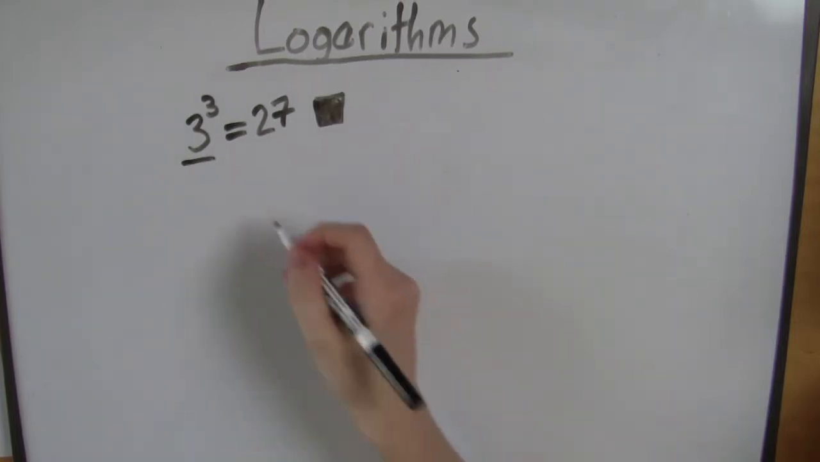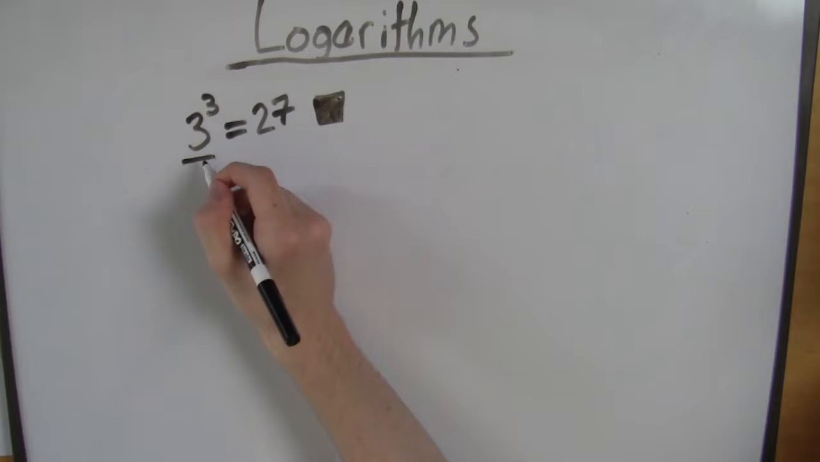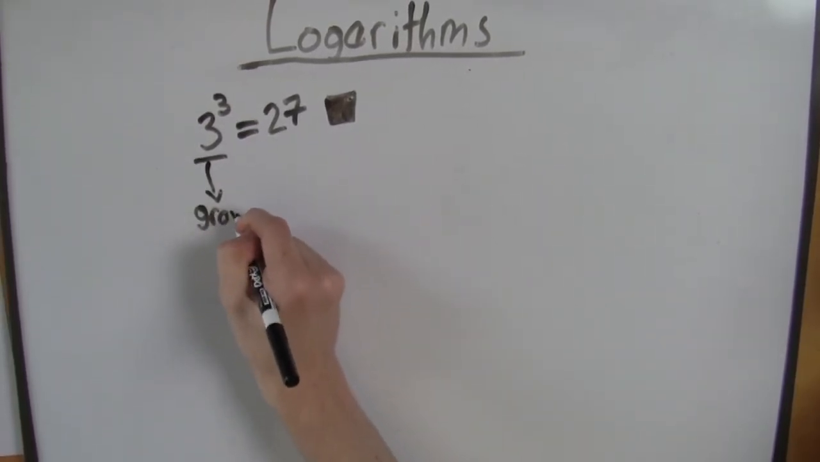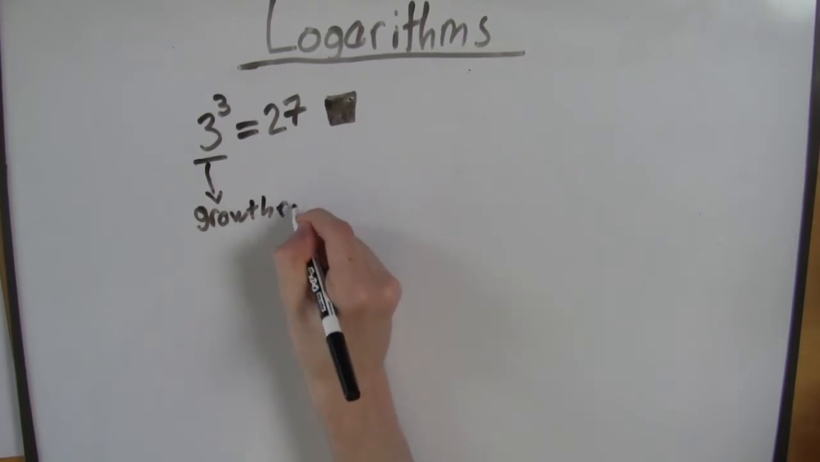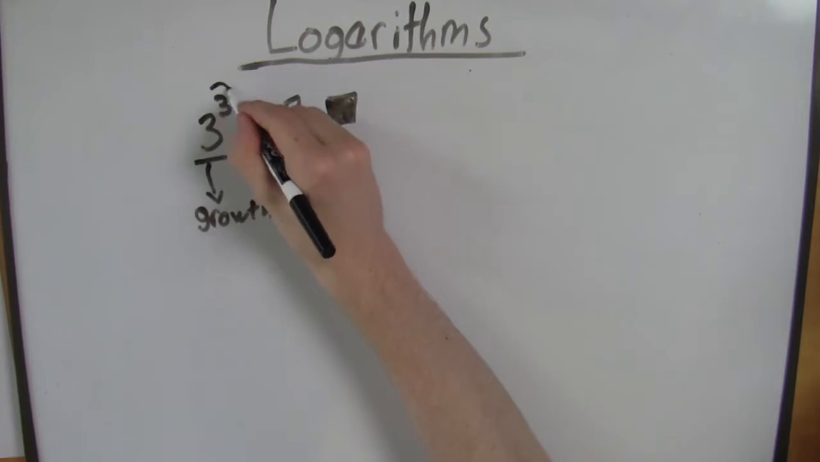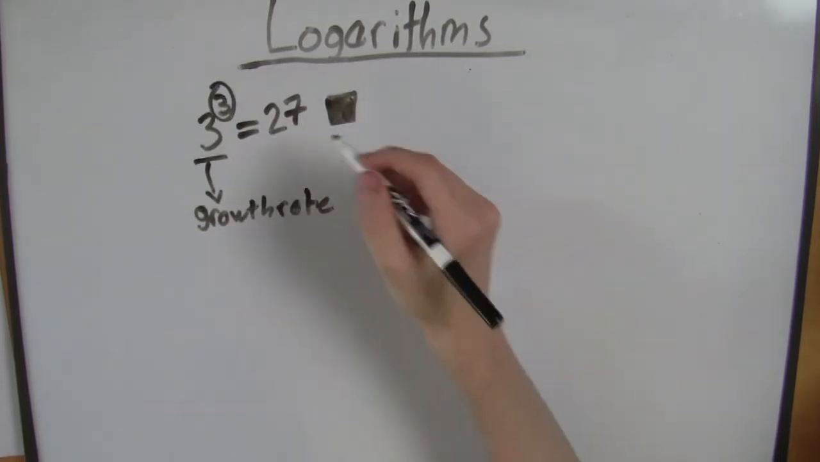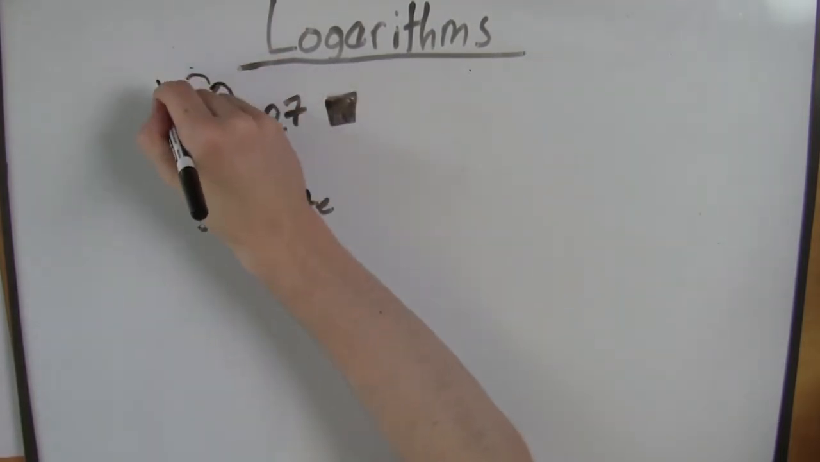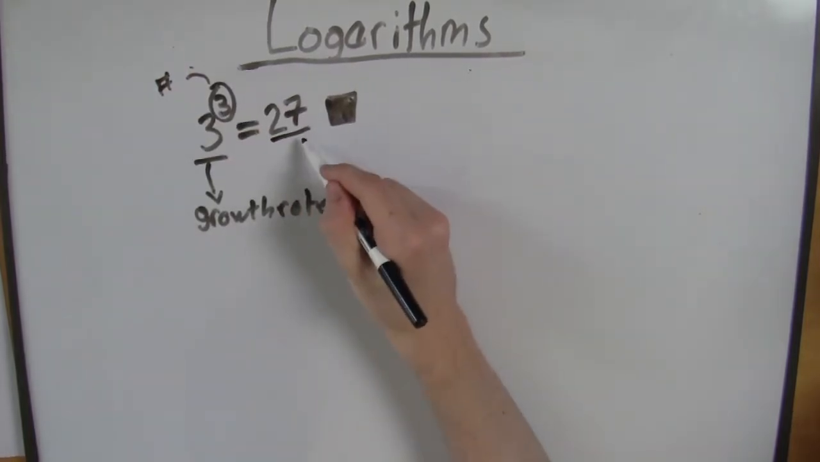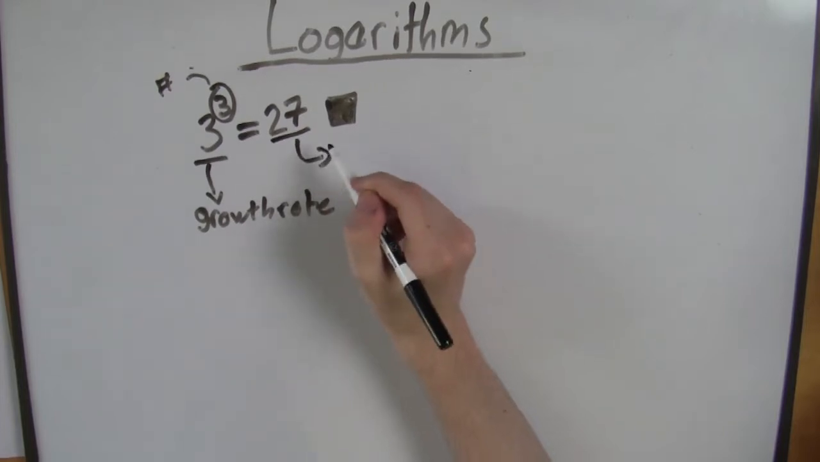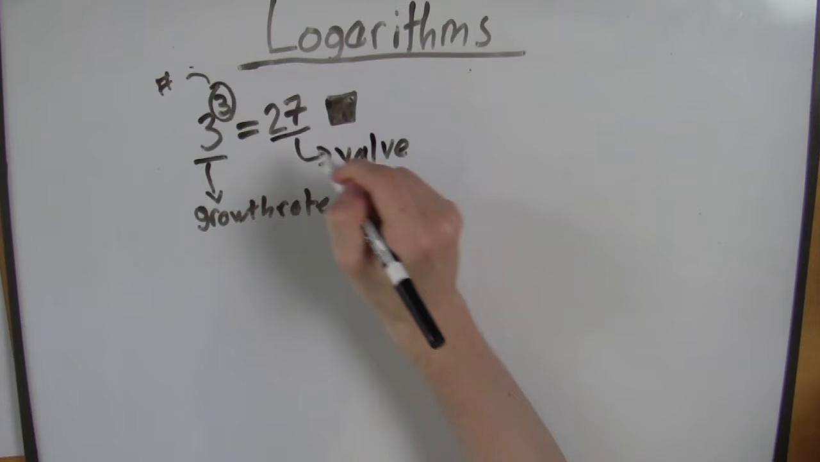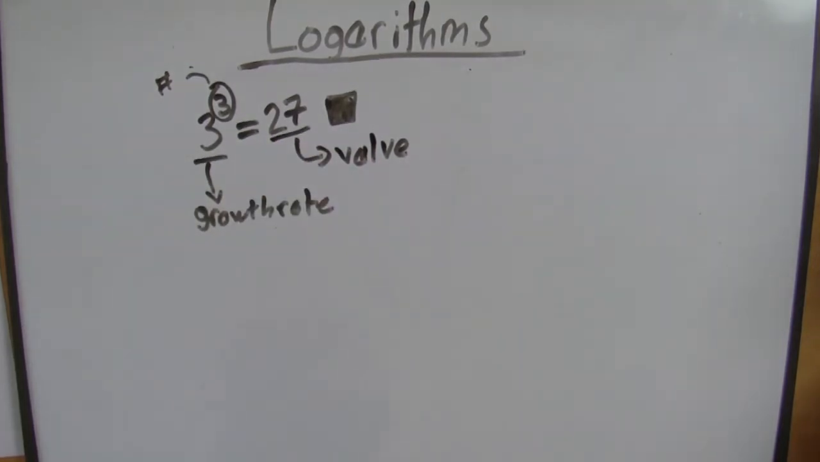So in this equation, this 3 right here, this base, represents the growth rate, or how many times bigger I get when I press the button. This 3 right here, the exponent, represents the number of times I've pressed that button. And this 27 here, well, that's my final value. That's how many times bigger I've gotten after pressing the button 3 times.